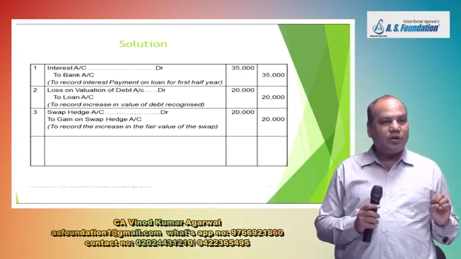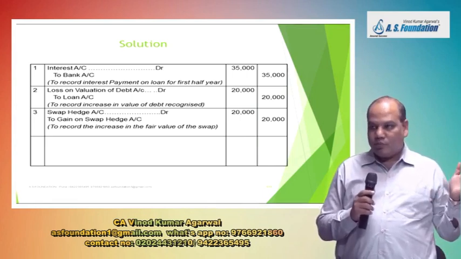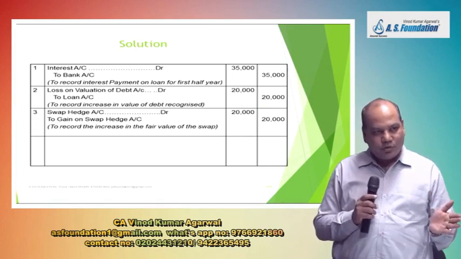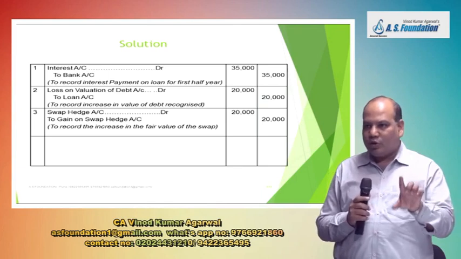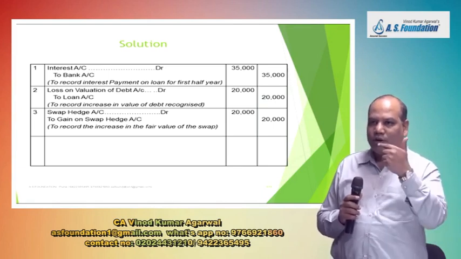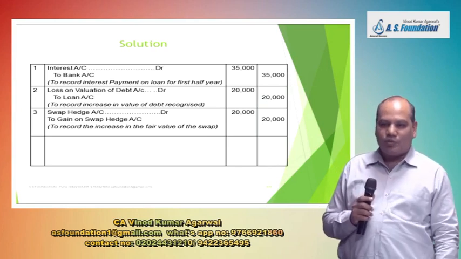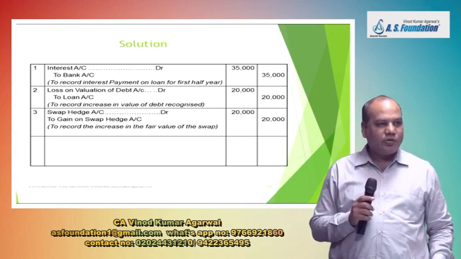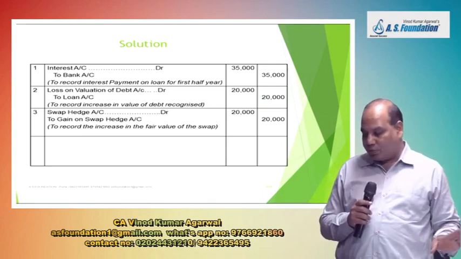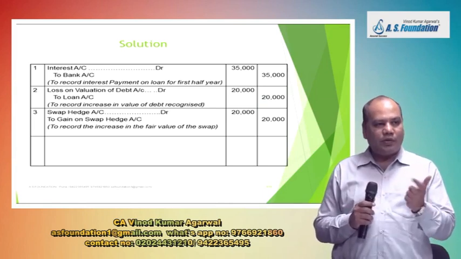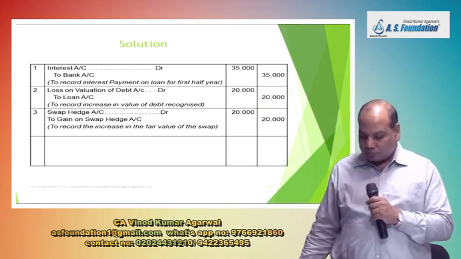And how has this 20,000 come? From 0 to 20,000. On day 1, when you enter into an IRS, interest rate swap, the fair value is 0. At the end of 6 months it is given plus 0.2. The plus 0.2 means a gain of 20,000 rupees. We are writing in entire 5 digits, so 20,000. If you want to write in lakhs, write plus 0.20.